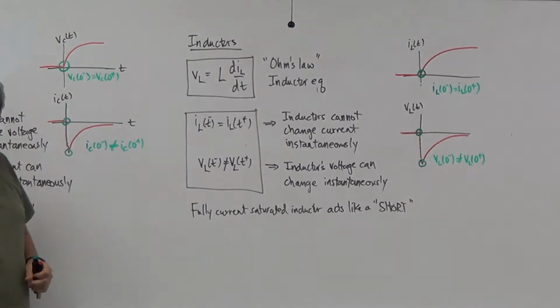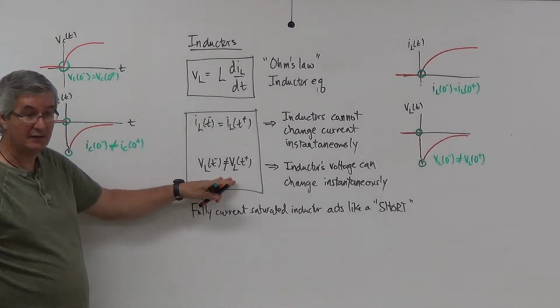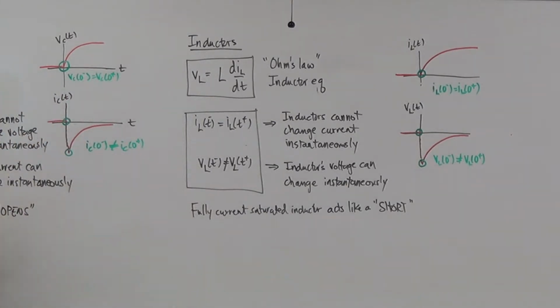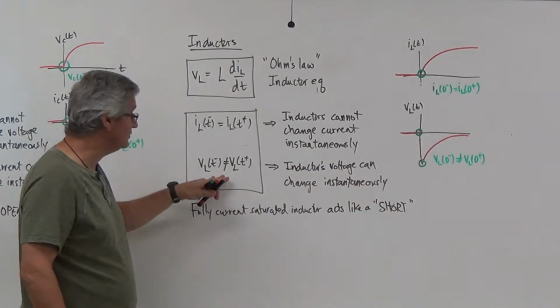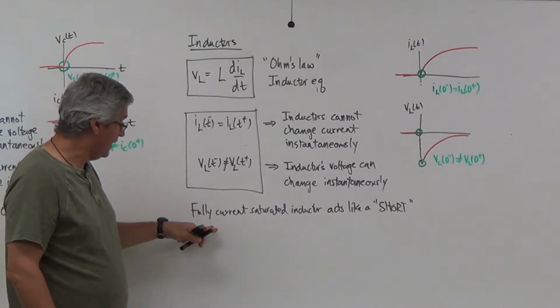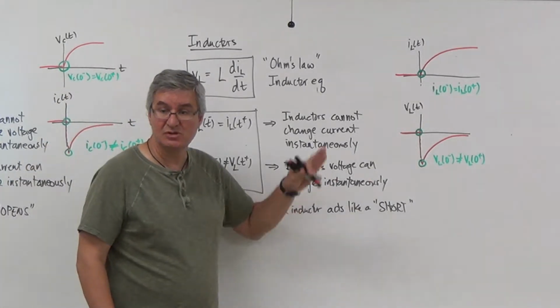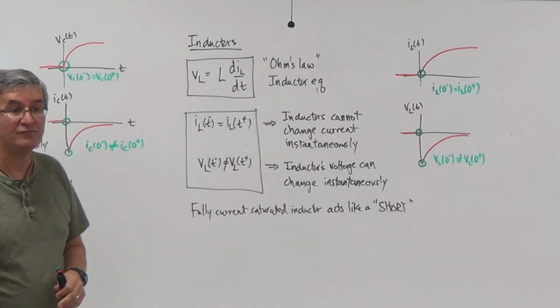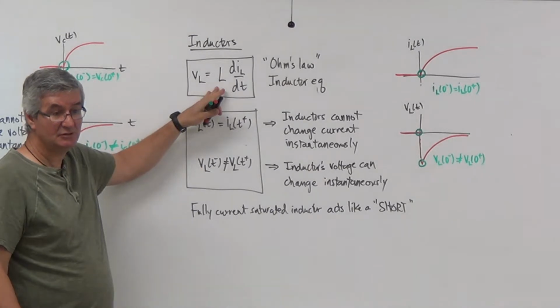And by the way, you're seeing this in the PLC, where I'm asking you to SPICE this, SPICE that. You can't measure these because they happen what? Instantaneously. So the voltage of the inductor can change instantaneously. If I have a fully current saturated inductor, then it acts like a short. That means there's no voltage drop across that. If I have no change in current, then the voltage across this must be zero, because the current is constant.